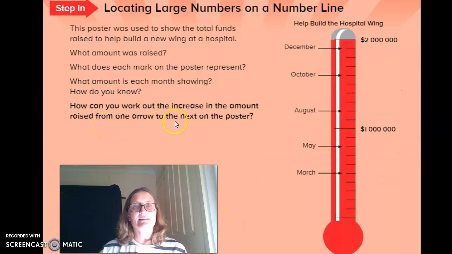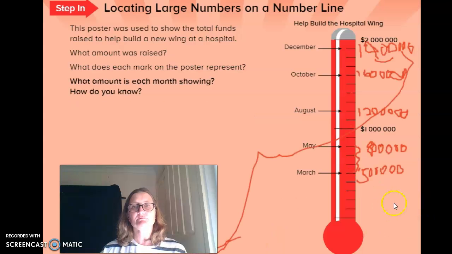Can you work out the increase in the amount raised from one arrow to the next on the poster? Okay. So you've got all your numbers written here. I'm going to go back. You've got all your numbers written here. You could work that out easily, couldn't you?